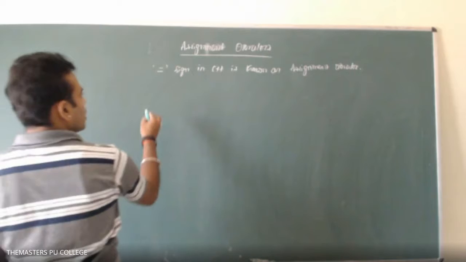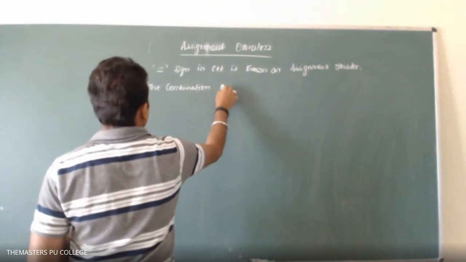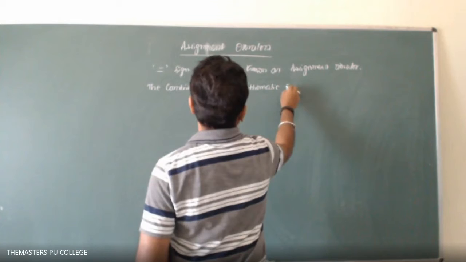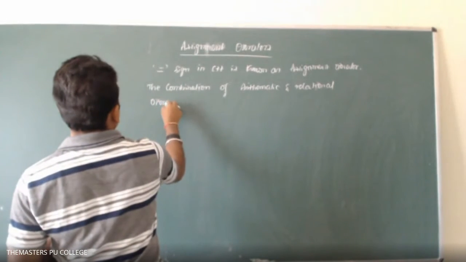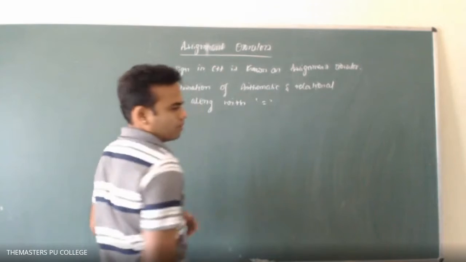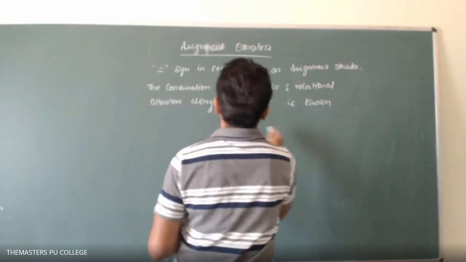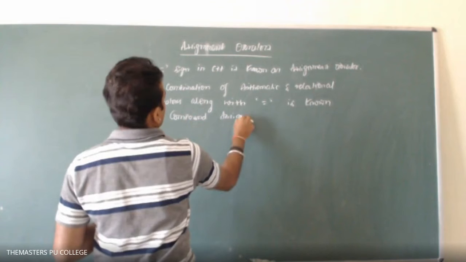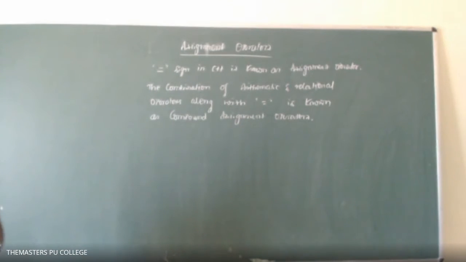Okay. The combination of arithmetic and relational operators along with equal, the assignment operator, is known as compound assignment operators. Compound assignment operators.